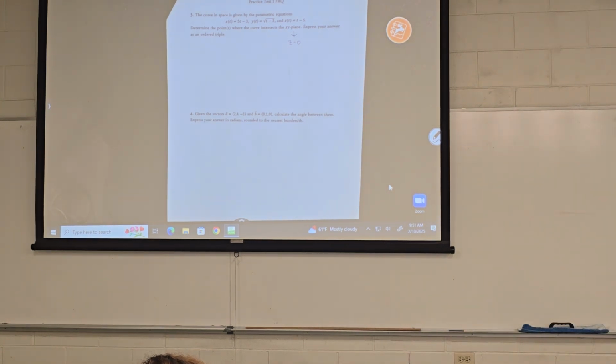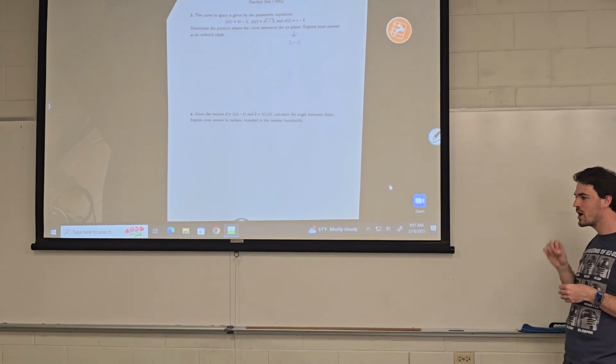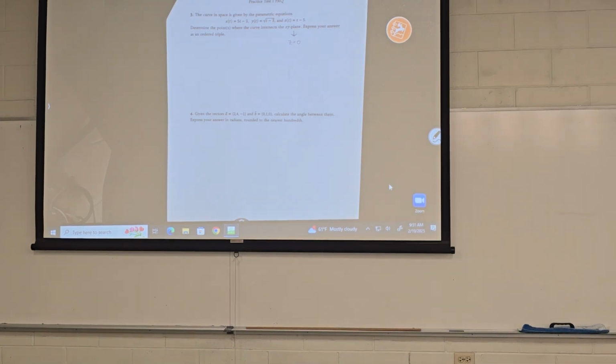That'll give you a t-value. What are you gonna do with it? T-value, plug it into x and y. Plug it into x and y, boom, you got a triple. Let's actually graph this one in Desmos afterwards, just to make sure we can: A, use Desmos, B, visualize it.